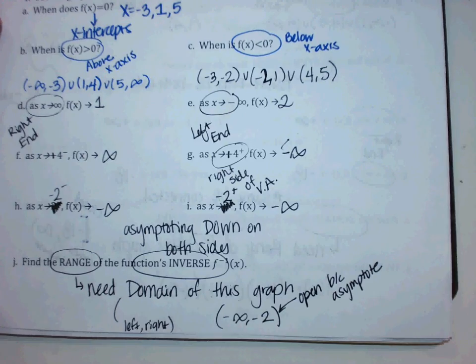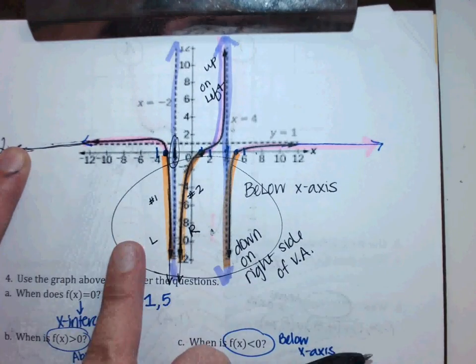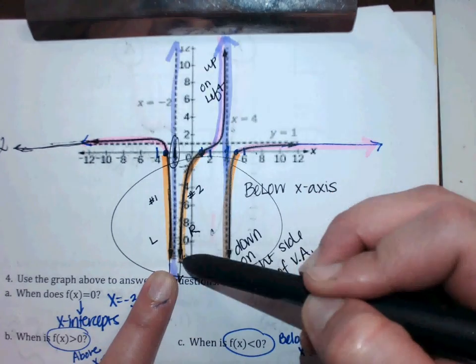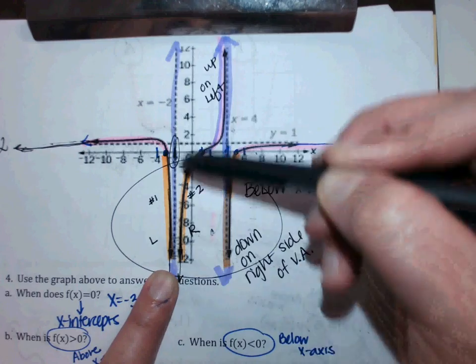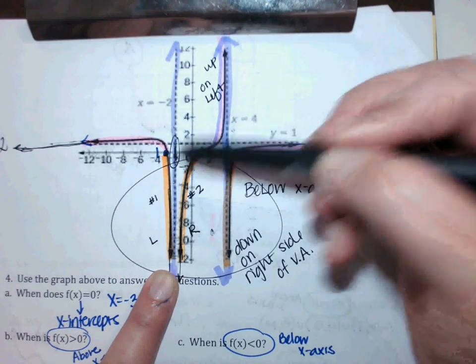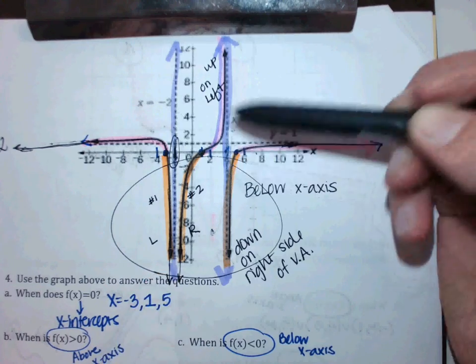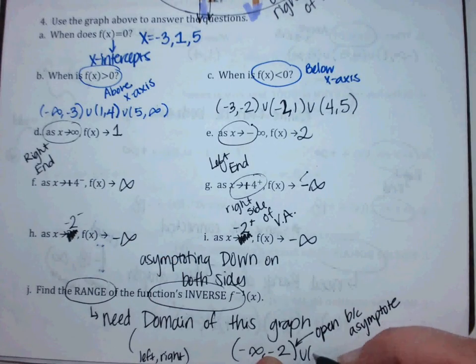Okay, now let's do the next chunk of the graph. So I already did this piece over here. Now I need to do this piece in here. How far back can this piece go? What can it not go past? Negative 2. What can it not go past here? 4. So I'd say from union, negative 2 to 4.